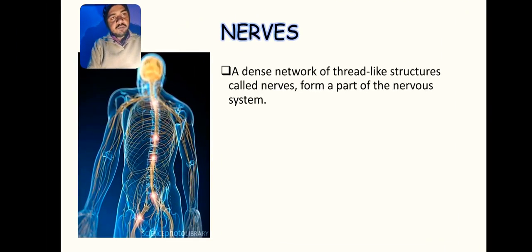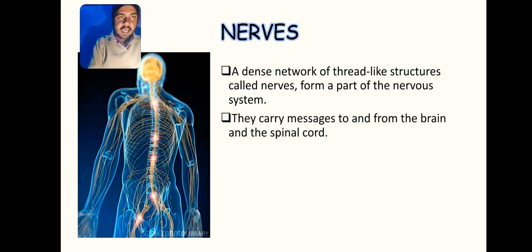Okay, a dense network of thread-like structures called nerves forms a part of the nervous system. Nerves form a part of the nervous system. They are dense thread-like structures of neurons, nerve cells. They carry messages to and from the brain and the spinal cord, both of them.